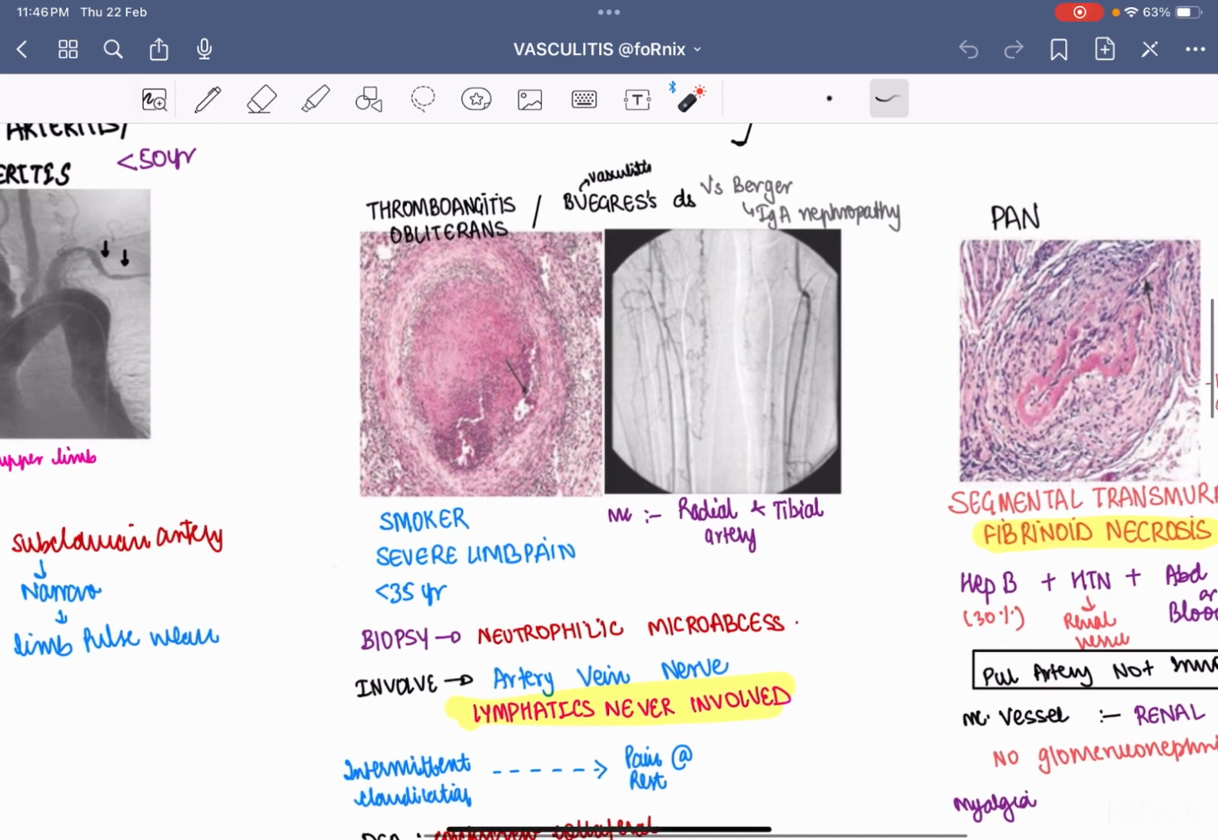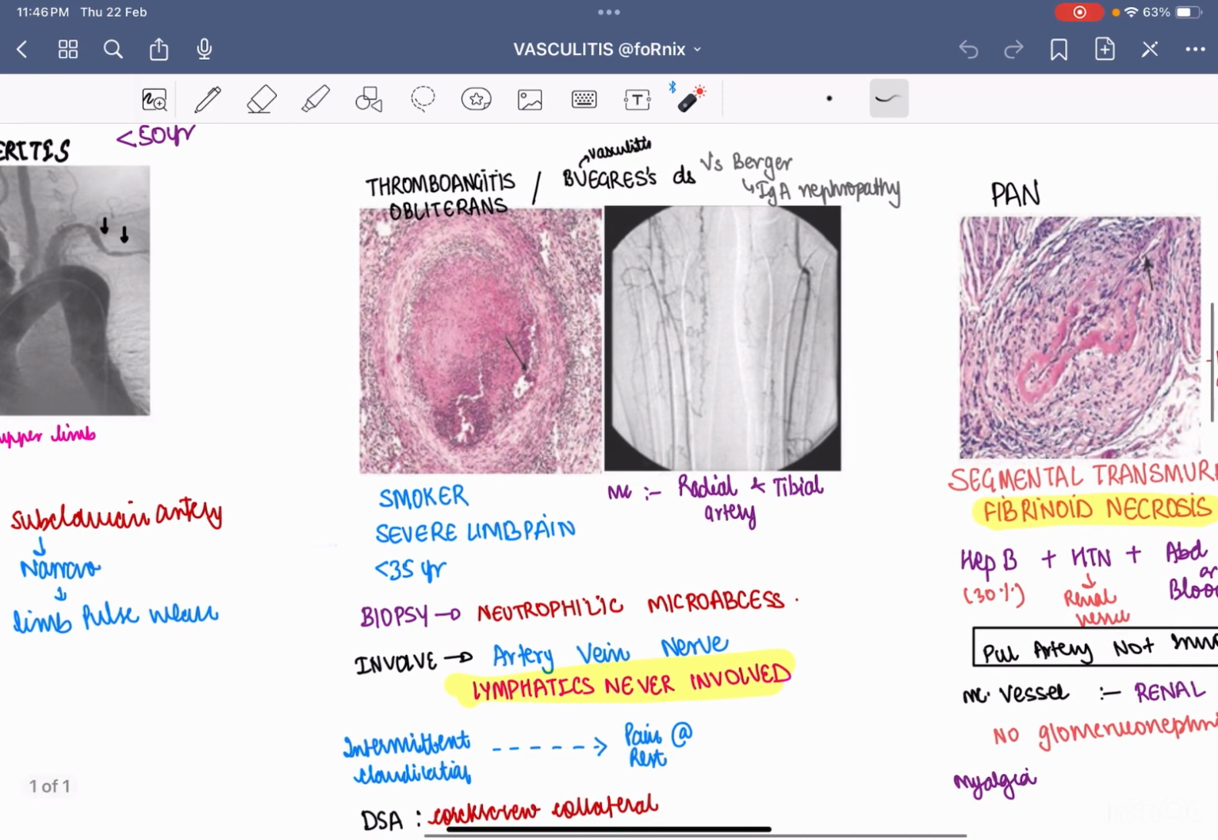The first one is Berger's disease, also known as thromboangiitis obliterans. And there is also another name, Berger disease, spelled with an E, which is IgA nephropathy, and the one with a U is thromboangiitis. U is very close to V, so that is vasculitis. Berger's with the U is vasculitis and the one with the E is IgA nephropathy.